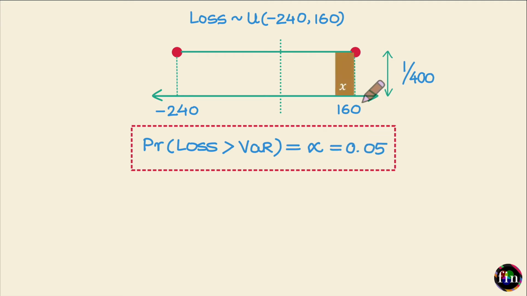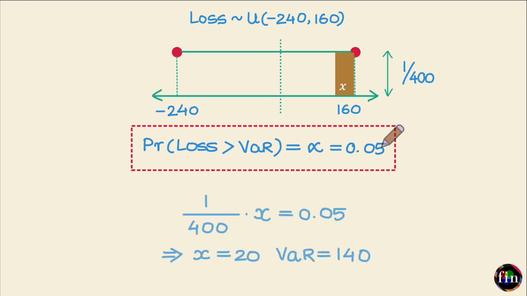For this very simple distribution, I can work out the VAR using simple geometry. Let's mark out our right tail. Let this be my right tail. It starts at this value, which is the VAR which I am trying to find. Let the height of this rectangle be 1 over 400. That was my PDF. Let the width of this rectangle be some x. I want the area of this rectangle to be 0.05, and this tells me that x is equal to 20, because 1 over 400 times x should be 0.05. If x is 20, then VAR, which is this point, should be 160 minus 20, and that's 140.